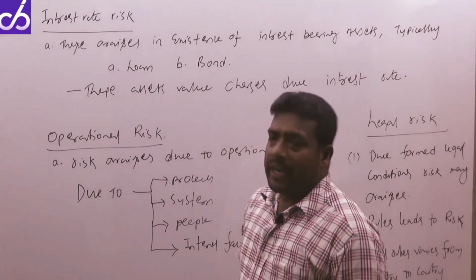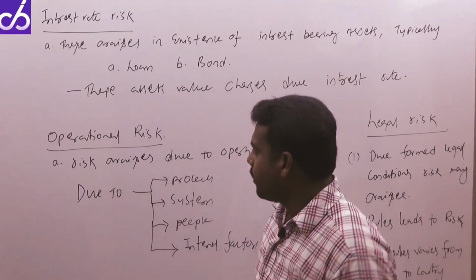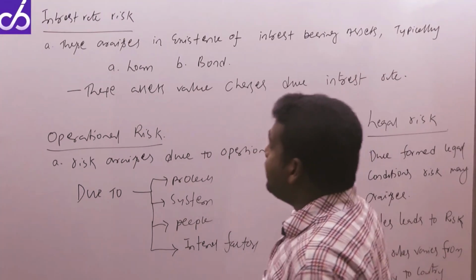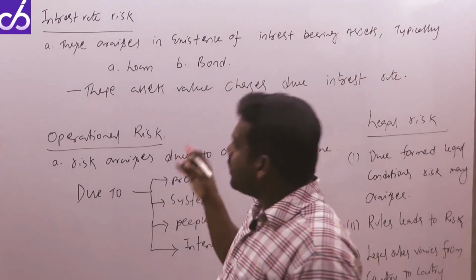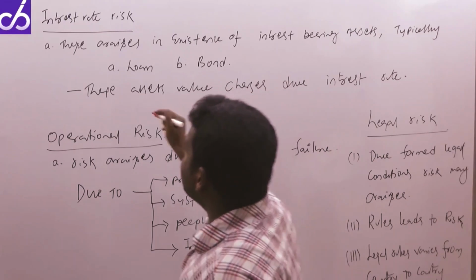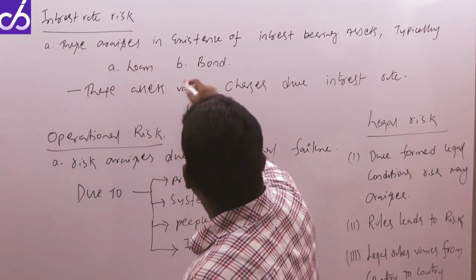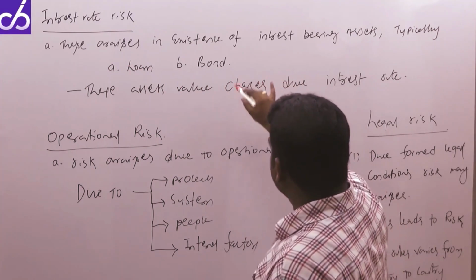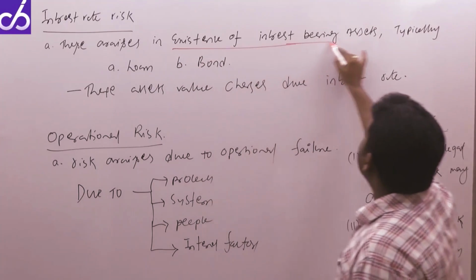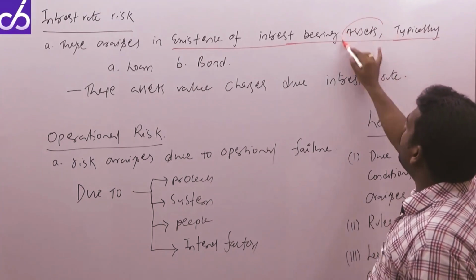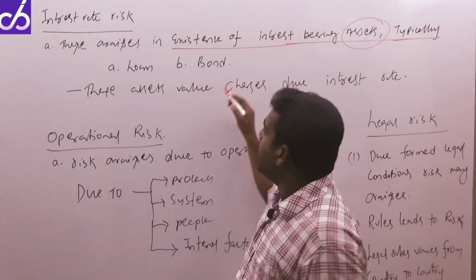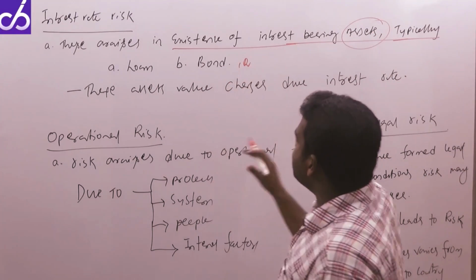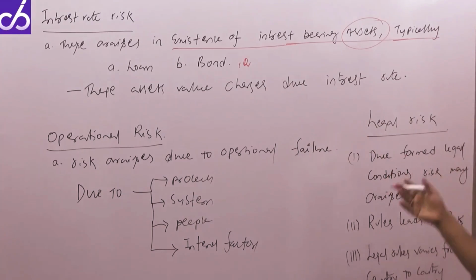Now we are going to discuss a few more risk elements. That is interest rate risk. Interest rate risk is a very, very interesting topic, frankly speaking. These risks arise particularly in the existence of interest-bearing assets, typically assets like loans, bonds, debentures, etc. These assets' value changes due to interest.